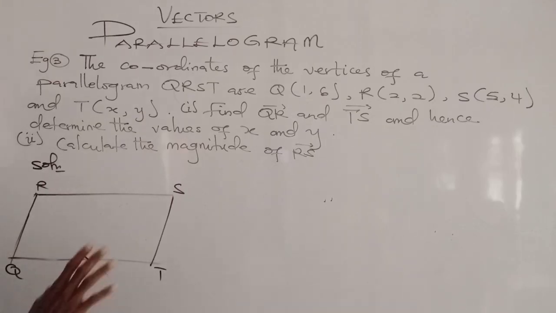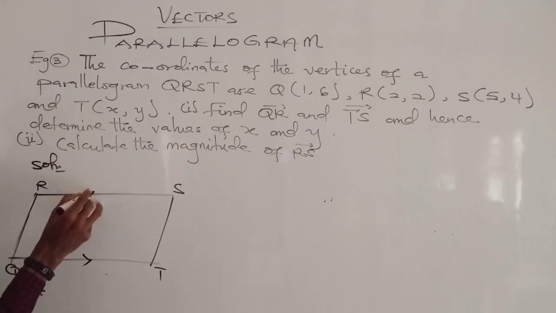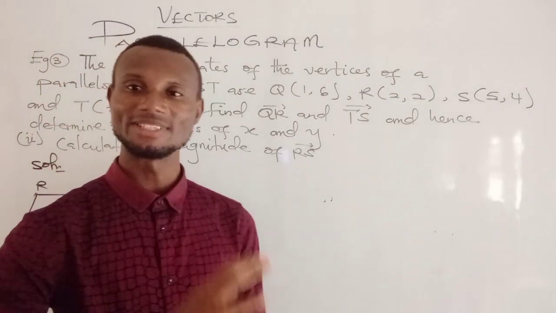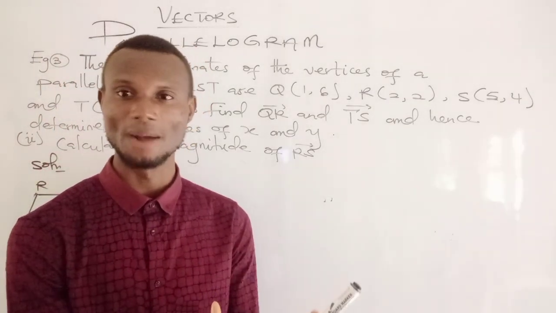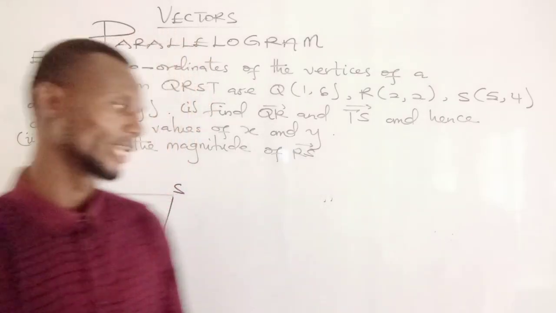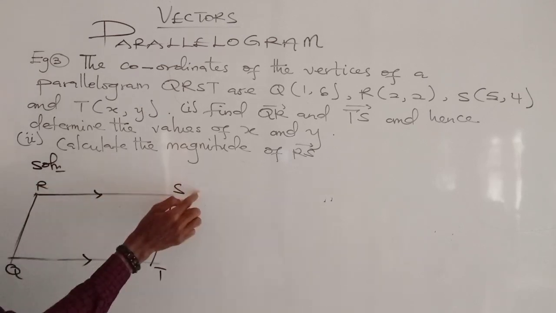Then of course it means that when I come to the opposite side, I'll move from R to S. And this I've explained a lot, that the opposite sides of the parallelogram need to move in the same direction. So choosing to move from Q to T, my arrow will point towards T. When I come to the opposite side, I have to move from R to S.